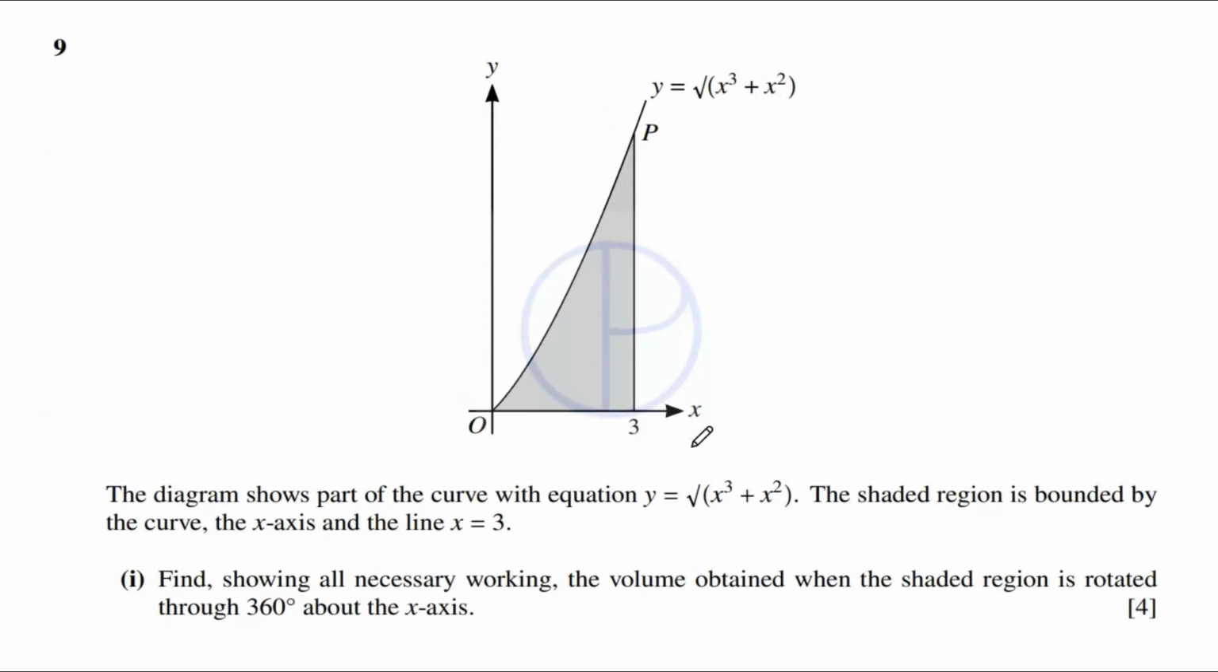The next question is, the diagram shows part of a curve with equation y is equal to square root of x cube plus x square. The shaded region is bounded by the curve, the x-axis and the line x equal to 3. Find, showing all necessary working, the volume obtained when the shaded region is rotated through 360 degrees about the x-axis.